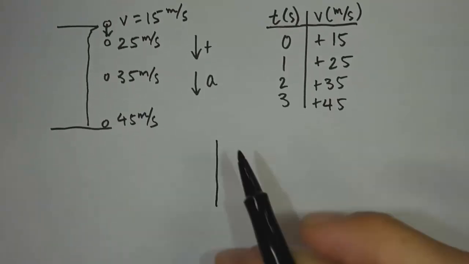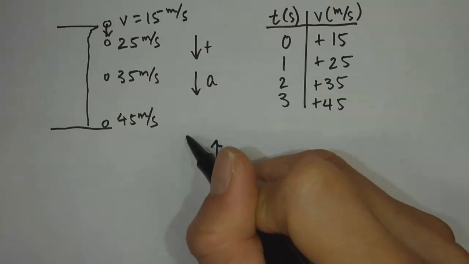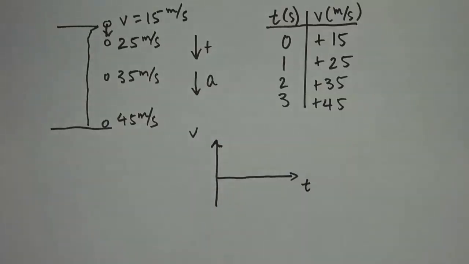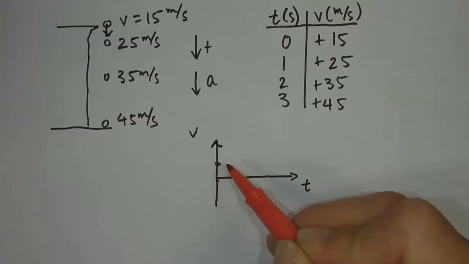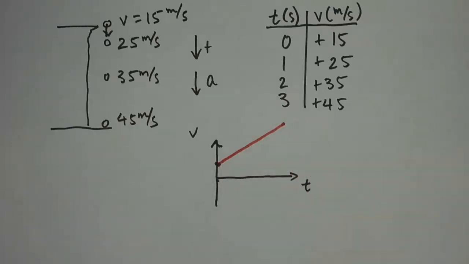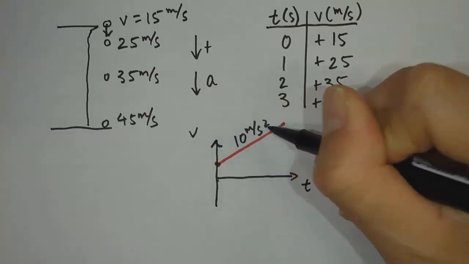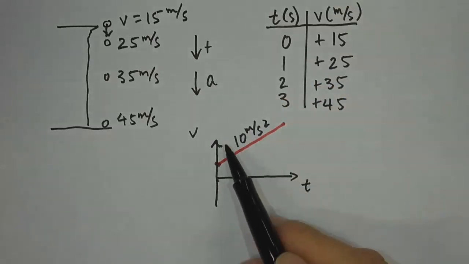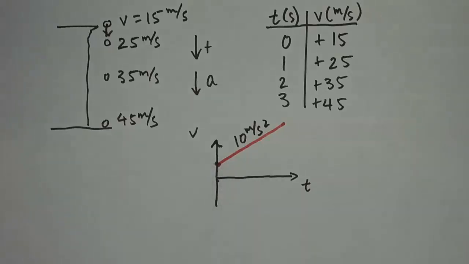What would the velocity versus time graph look like for this one? So we are making down positive. However, it has an initial velocity. So it's going to start not from the 0, but it's going to start from above the 0 here. And it will still have a slope of 10 meters per second squared. Okay. But the difference from what we saw earlier is that this one has an initial velocity because it is thrown down rather than just released and dropped down.